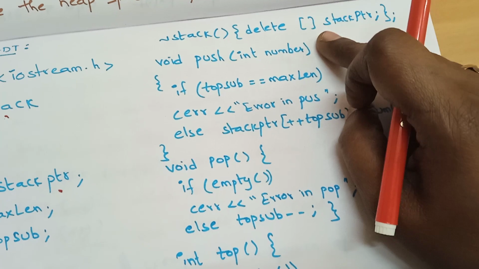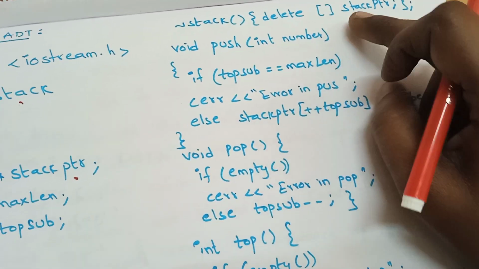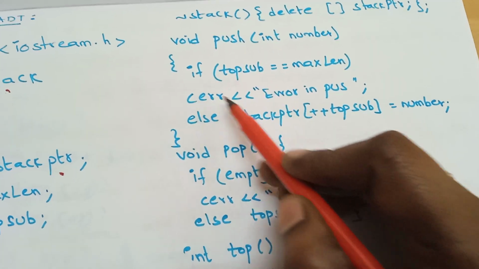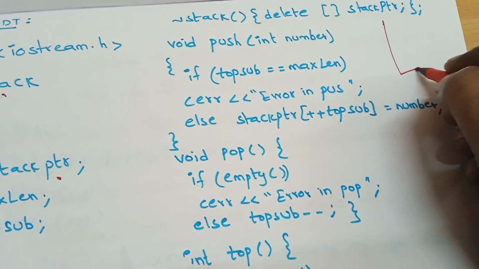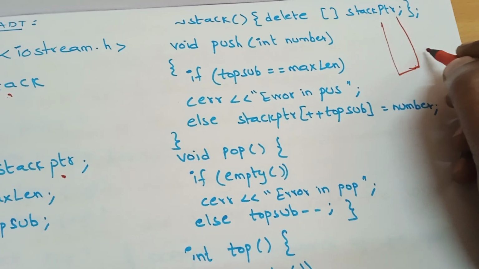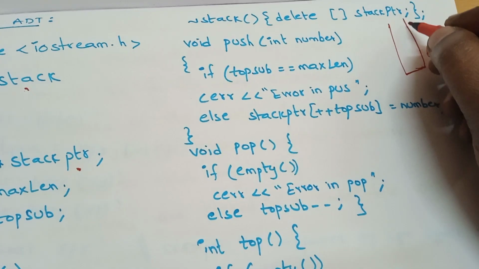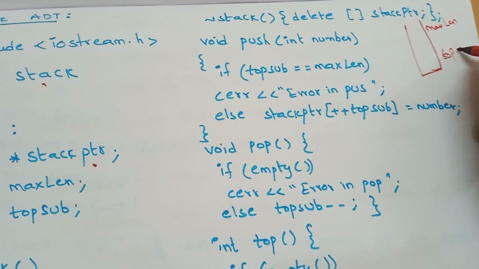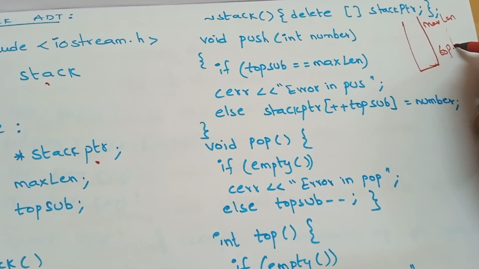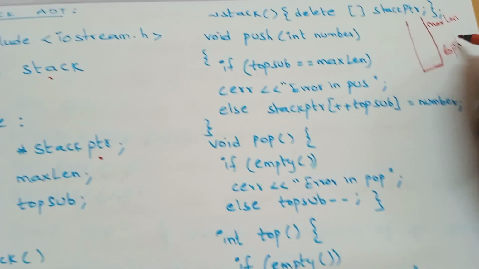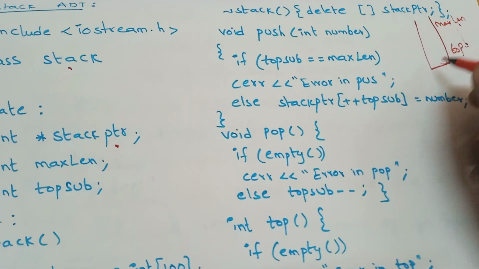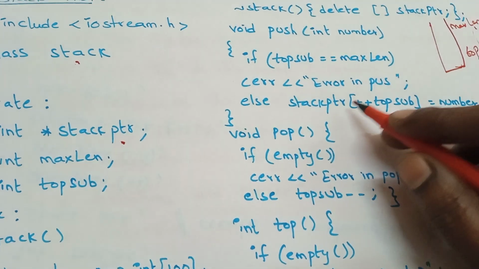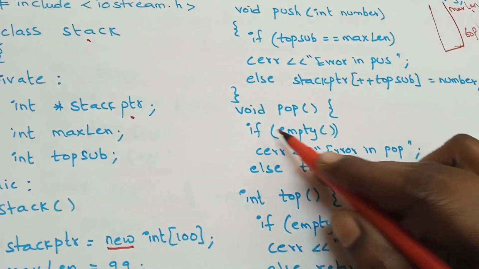Now I am taking the push member function. The logic is this: if top sub, that is the top element, because we know how the stack operation performs, we will be working with the top value and we will be working with the maximum length value. When these two are equal, that means you cannot perform the push operation, correct? When it is not equal, then you can push a number into the index of top, which is pointing to the stack pointer, and void pop.